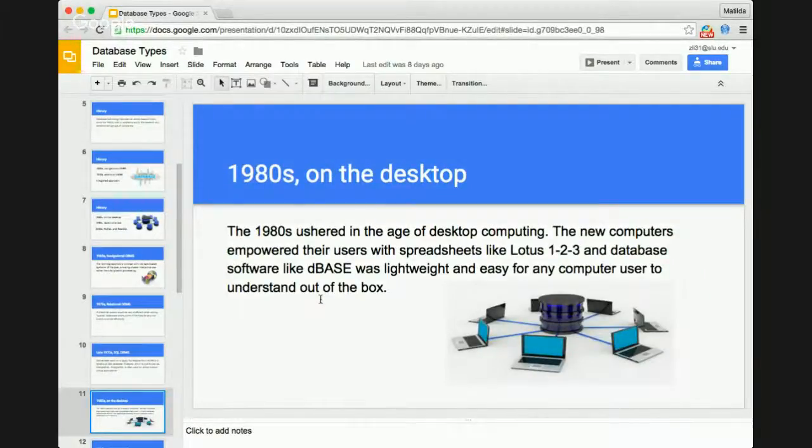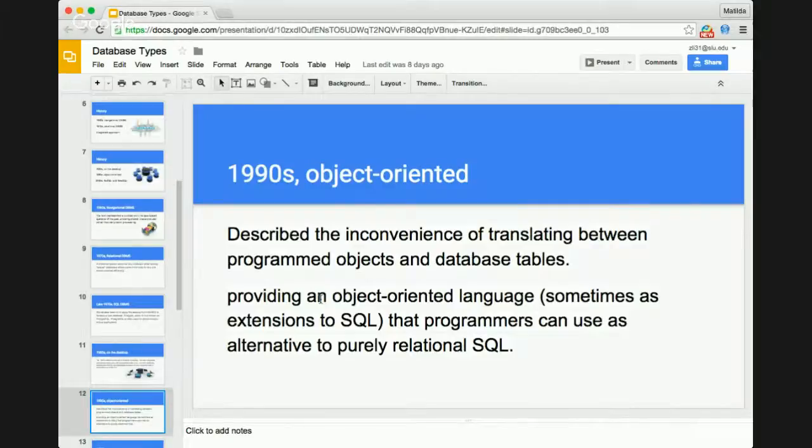In the 1980s, on the desktop. The 1980s ushered in the age of desktop computing. The new computers empowered their users with spreadsheets like Lotus 1-2-3 and database software like dBase, which was lightweight and easy for any computer user to understand out of the box.